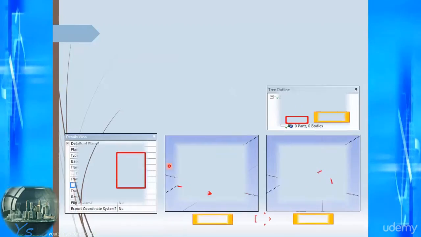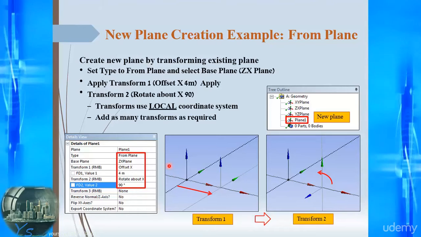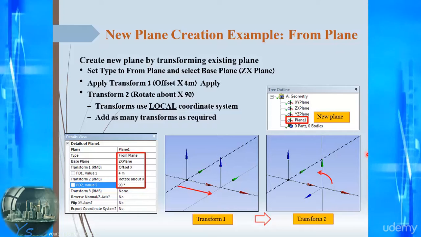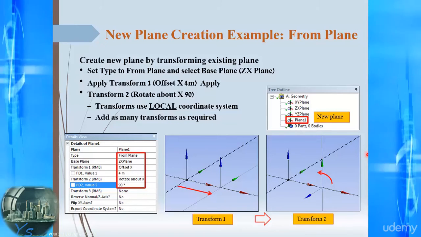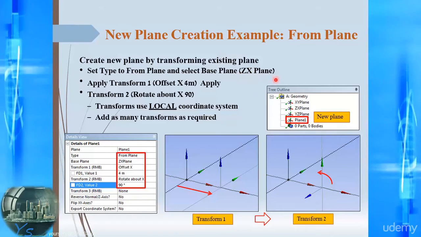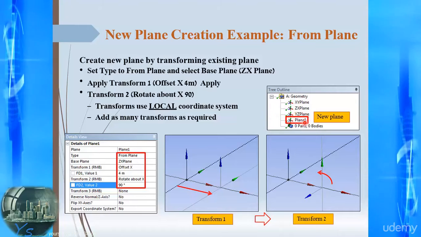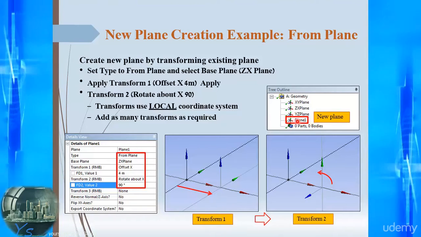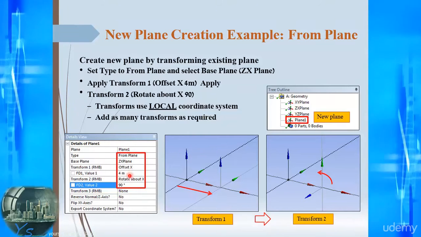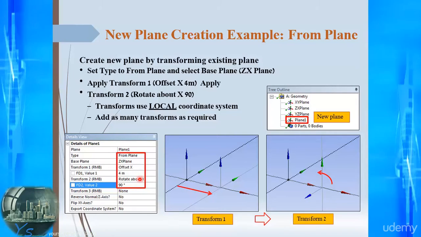So here's a new plane creation where we've created a plane from a plane. We set the type to from plane when we create the new plane, and select the base plane, which is the reference plane. In this case it is the ZX plane, which is the default plane. So we can see here we have created plane 1, and the details of plane 1 are a transform of offset X and rotate about X. So we have two transforms which have been defined.